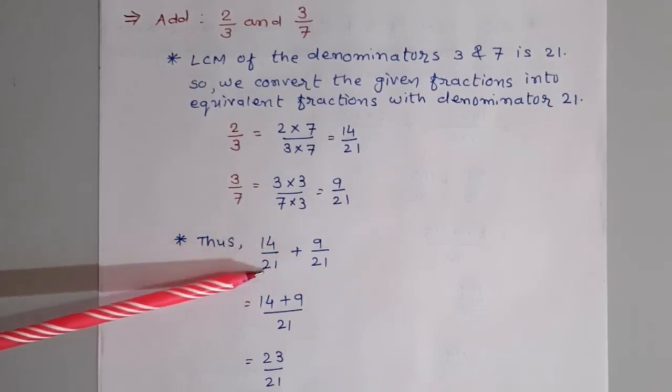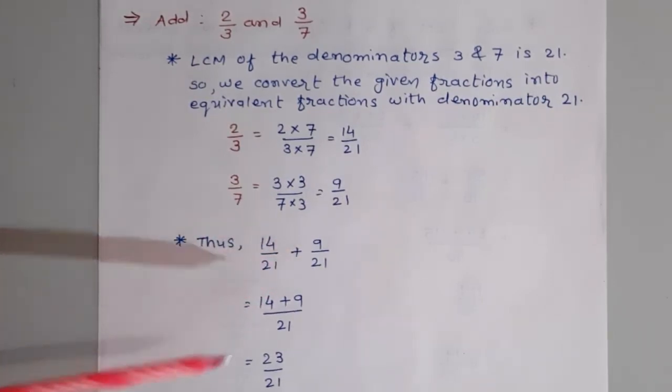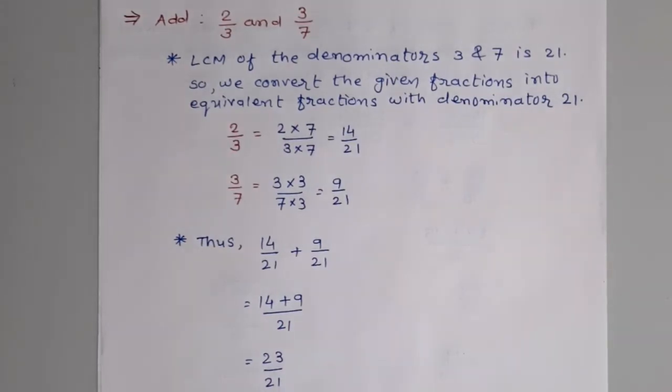Now these fractions have the same denominator, so it's easy to add. Numerator 14 plus 9 upon 21, so 23 upon 21 will be the final answer.